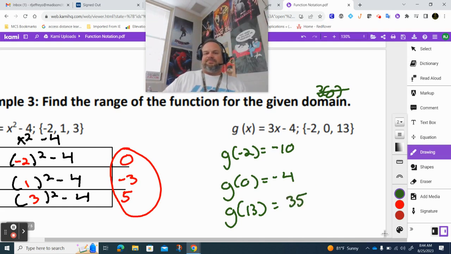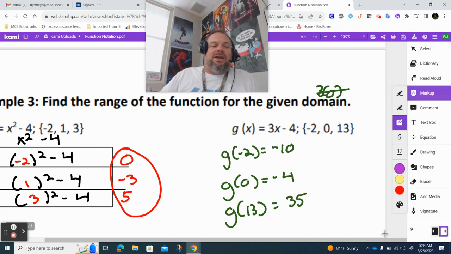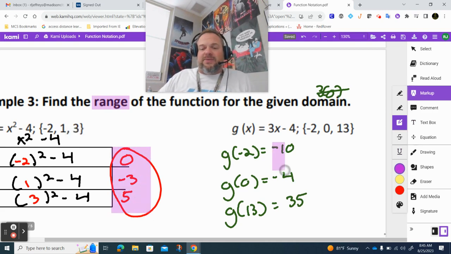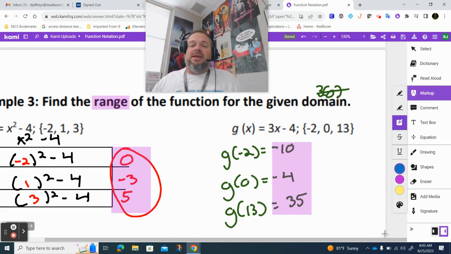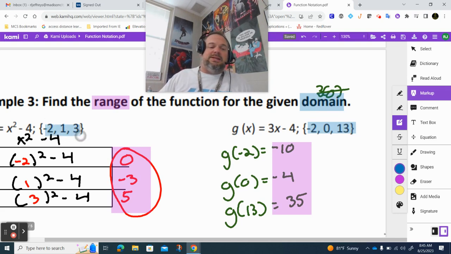All right. And then when we find g of 13, we get 35. Now, I did not actually read these directions, but I knew what was going on. Some of y'all are like, oh, there are directions? Okay. So it says find the range. That's this stuff. What we just found is the range. That's the y value and x is this. Okay. Given the domain, that's the x values that we plugged in.